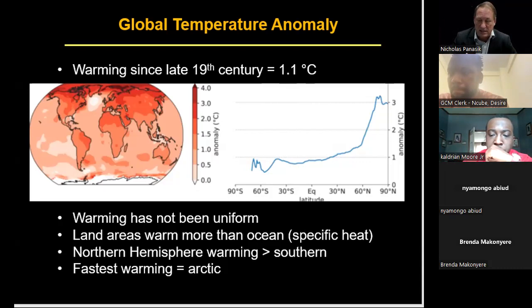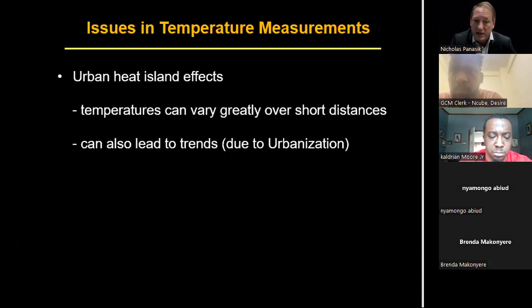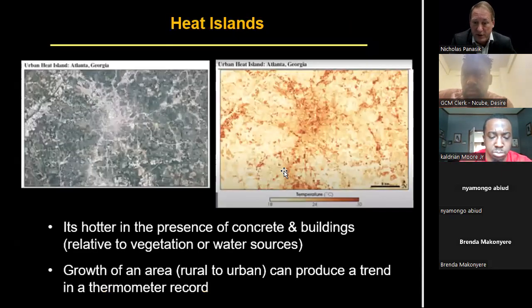So when discussing the surface thermometer record, one really needs to think a lot about issues in measuring temperature. Now, I had mentioned something before, urban heat island effects. We talked in the last lecture that temperatures can vary over great distances. Here's a satellite map of Atlanta, Georgia. We saw this last time. And then here's a satellite heat map of that same area.